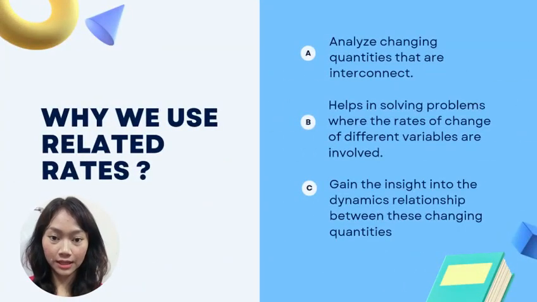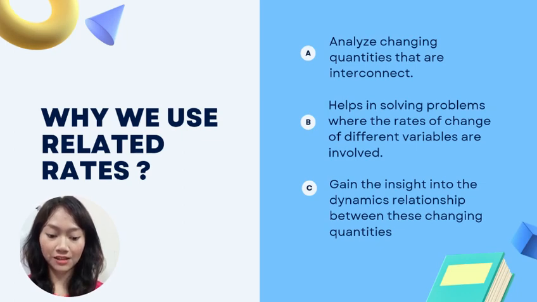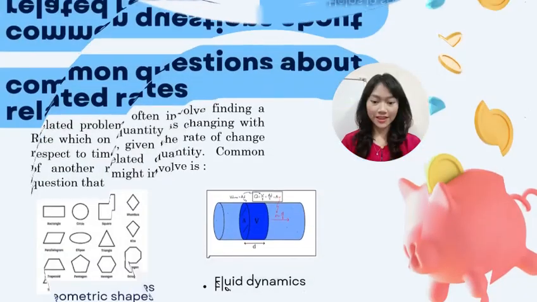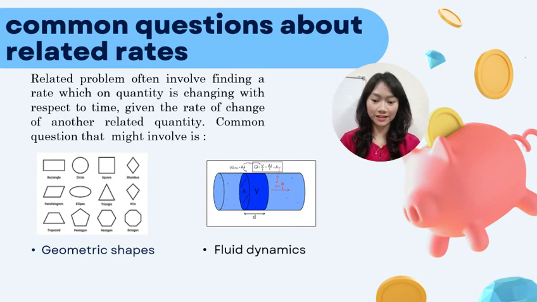Why do we need to use related rates? First, we need to use related rates to analyze changing quantities that are interconnected. Second, it helps in solving problems where the rates of change of different variables are involved. Next, it gives insight into the dynamic relationship between these changing quantities. There are a few common questions about related rates. Related rates problems often involve finding the rate at which one quantity is changing with respect to time, given the rate of change of another related quantity. The common questions involve geometric shapes and fluid dynamics.